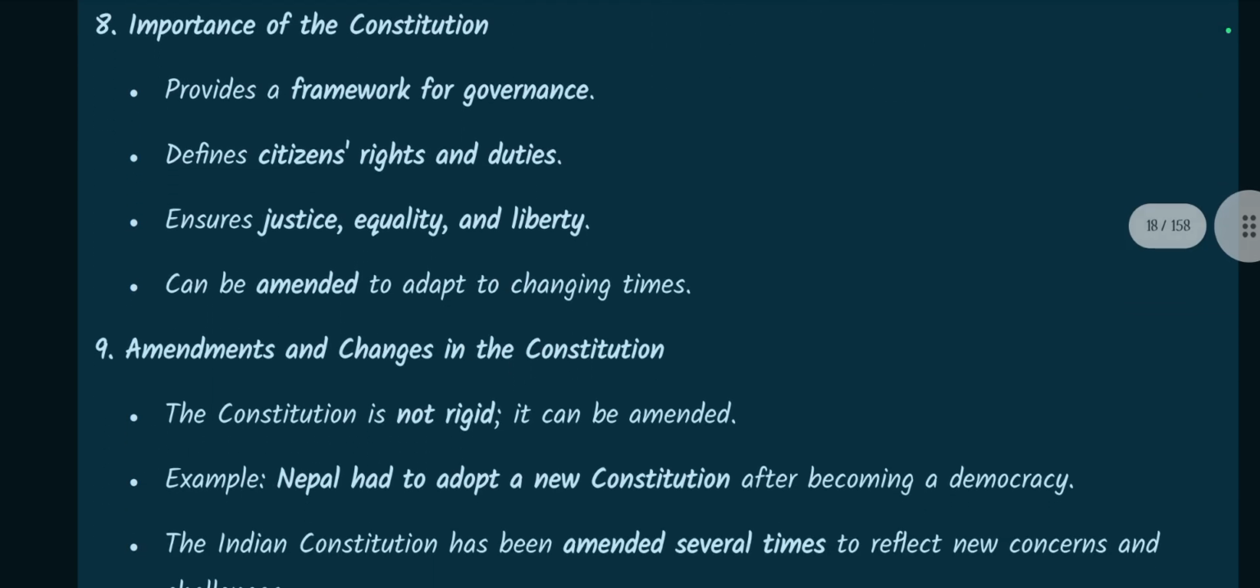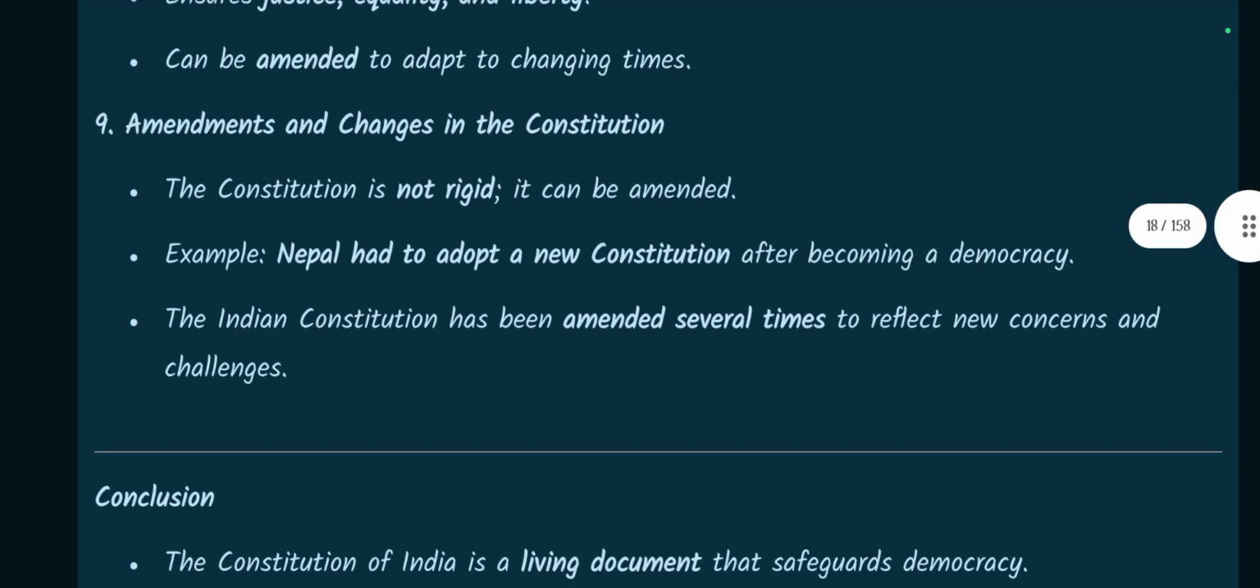Number 8. Importance of the Constitution. Provides a framework for governance, defines citizens' rights and duties, ensures justice, equality, and liberty, can be amended to adapt to changing times.